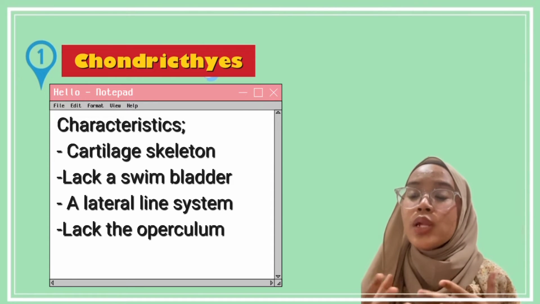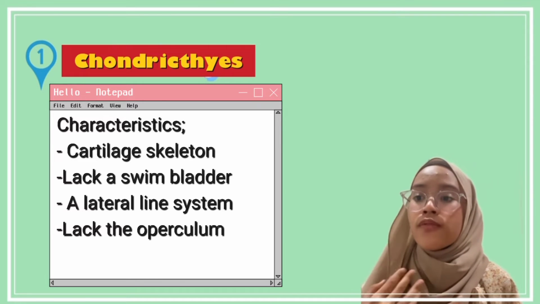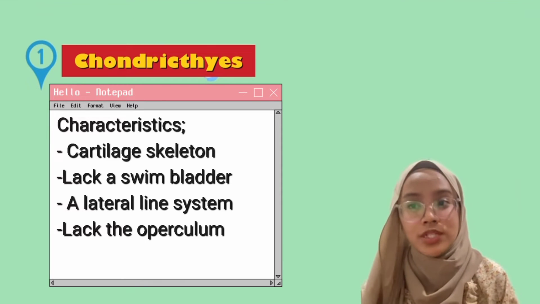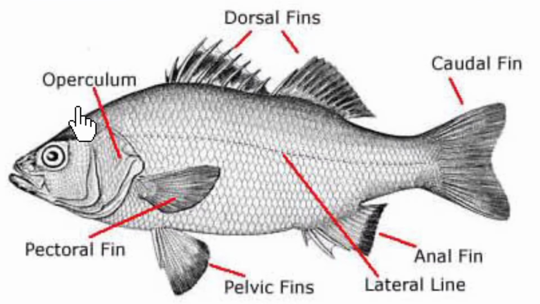It is for buoyancy in water, therefore, they are constantly swimming to prevent sinking to the bottom of the ocean. Each Chondrichthyes has a lateral line system which detects differences in water pressure. Lastly, these fish lack an operculum, which is the gill cover that can be found on bony fish.